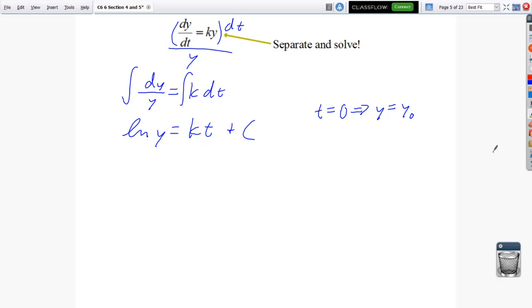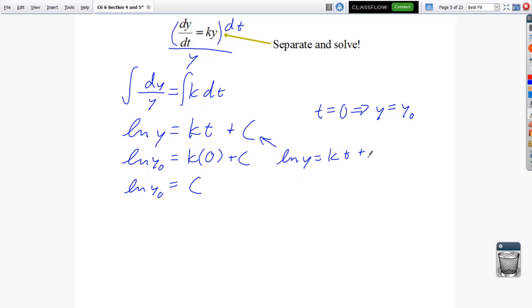So looking up here, plugging in my initial condition over here, I now have ln of y naught is equal to k times, instead of t, I've subbed it with 0 plus c, and I can see that t equals 0 makes this easy to solve. It's just ln of y naught is equal to c. Now I go back and I plug that into this equation, and I now have ln of y is equal to kt plus ln of y naught.